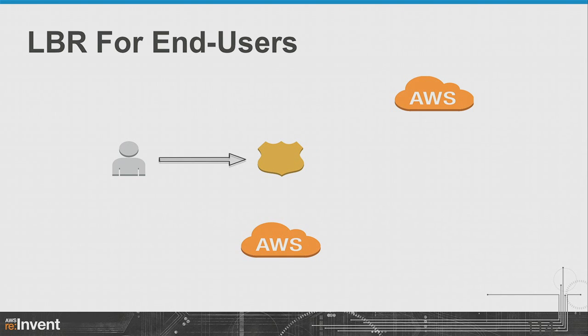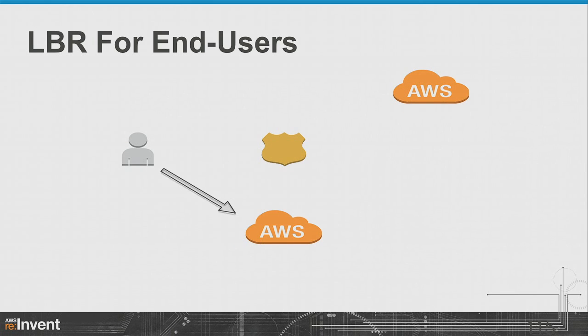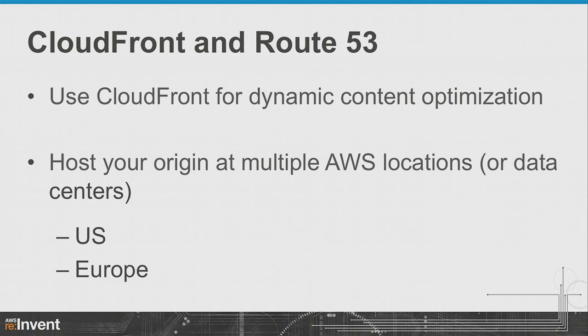We'll go to CloudFront. You have 2 AWS regions. Ask for DNS resolution. Resolve me to the closest region. Route 53 has done the test between those 2 regions and knows which one is closest. Will resolve to the closest AWS region. How does that impact CloudFront?